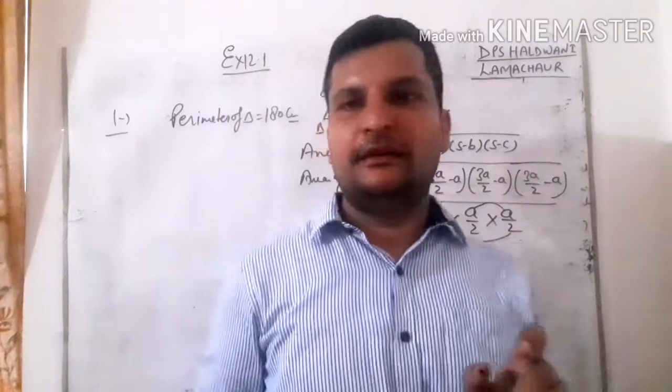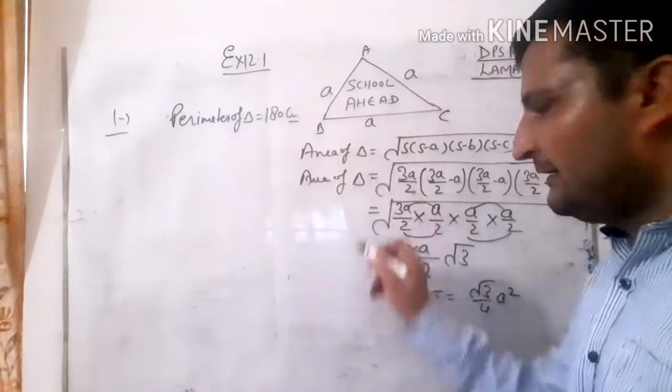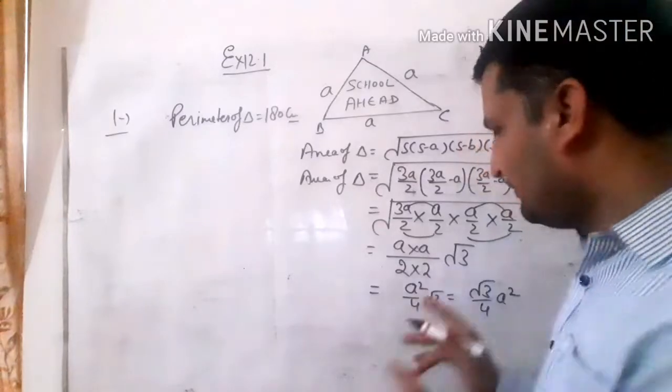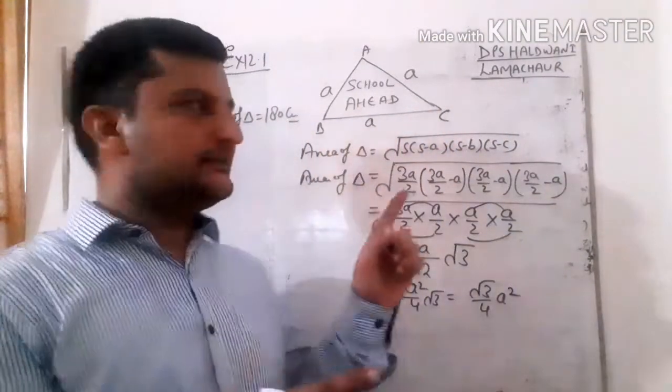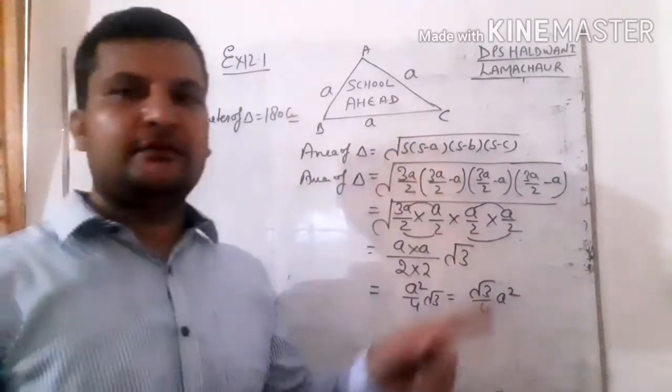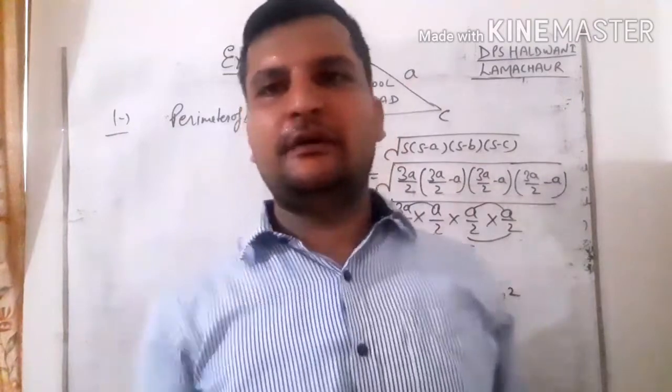Now again student, that was the first part. When all the sides are A, we have to find the area of this triangle. So we have found it: root 3 by 4 A square. Now student, if the perimeter is given as 180 centimeter. Again, the triangle is an equilateral triangle, we know that. It is given in your book, and the perimeter of this triangle is 180 centimeter.